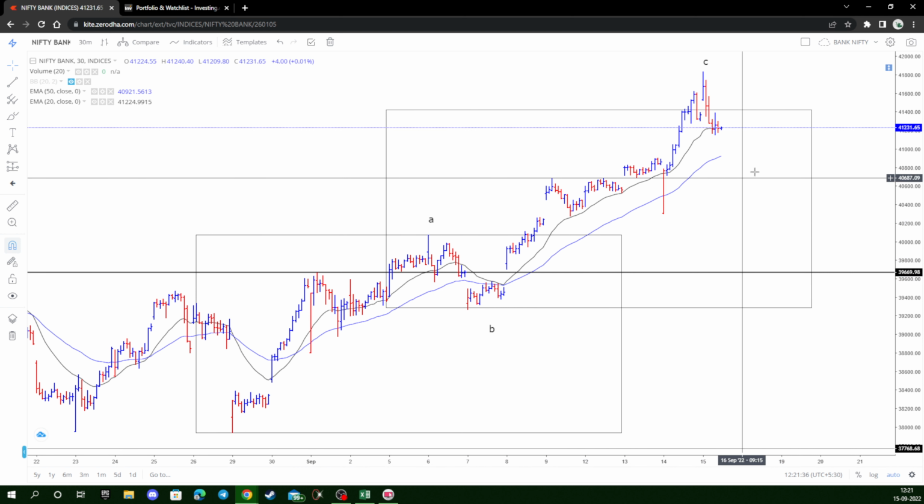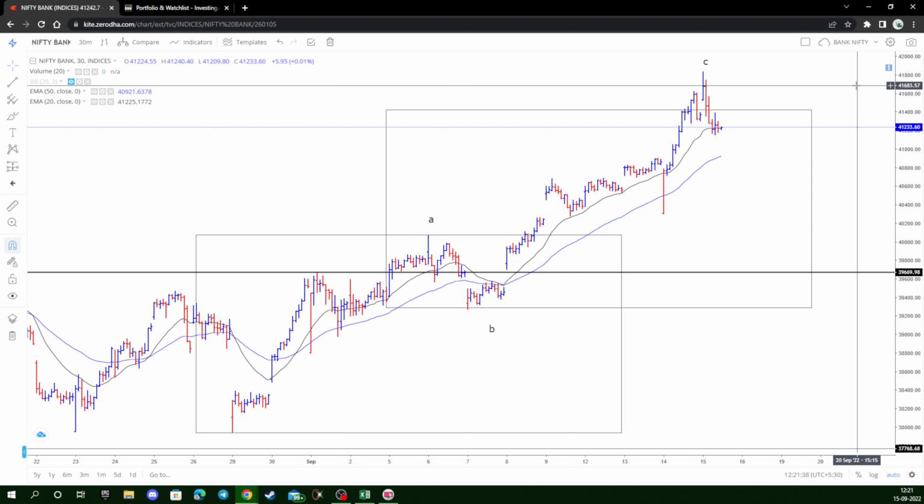So any of the views or alternate scenarios being provided is possible. Now, what we really need is a close below the 41,200 mark, and a bigger confirmation would come below the 41,000 level.